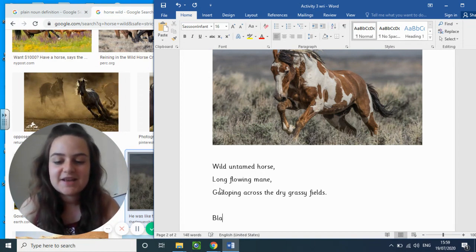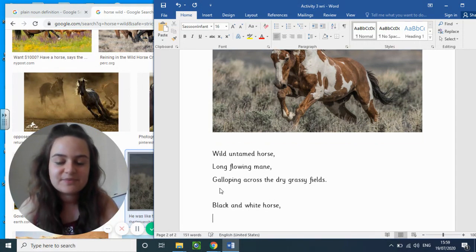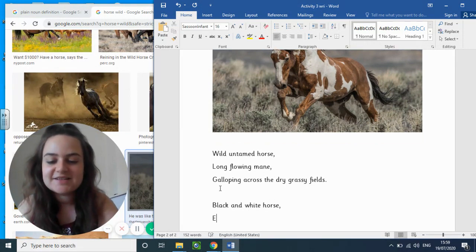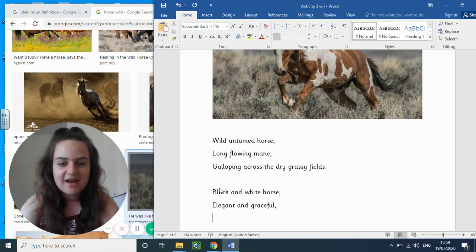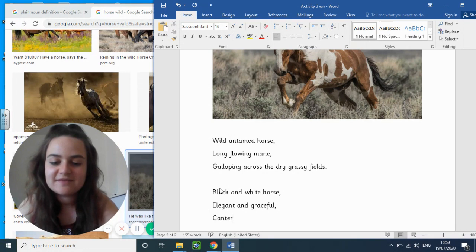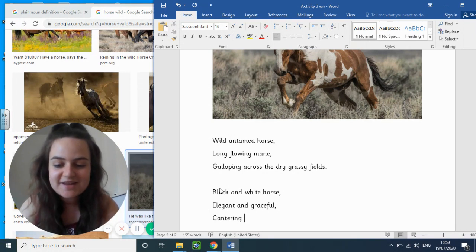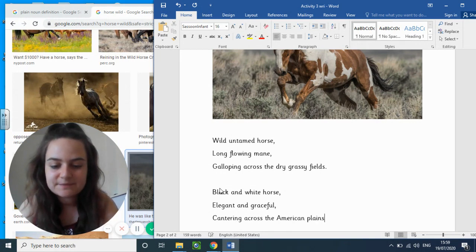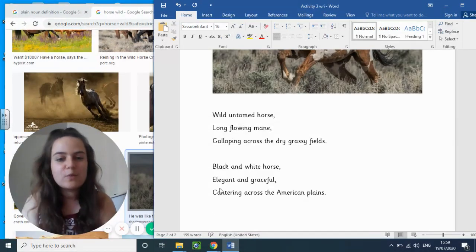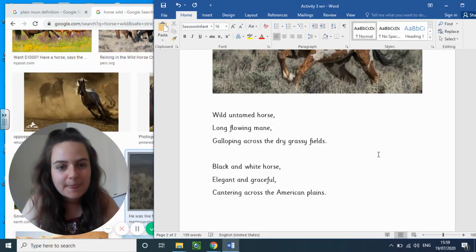Okay, next I'm going to talk about what colour he is. This talks about what he looks like. Black and white horse. He is elegant and graceful. And he might be cantering. This is what he's doing. He might be cantering across the American plains.